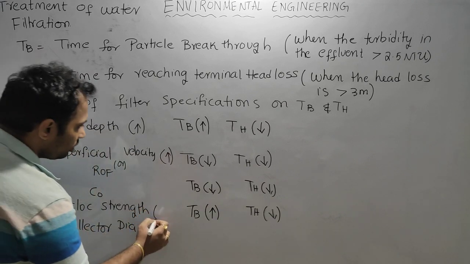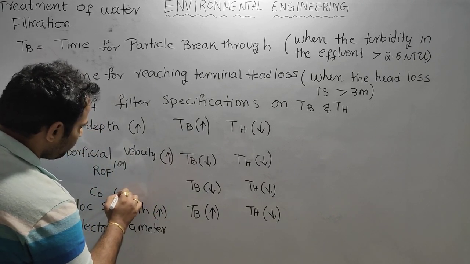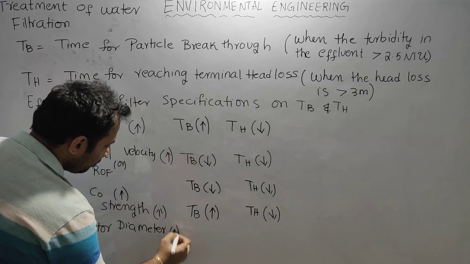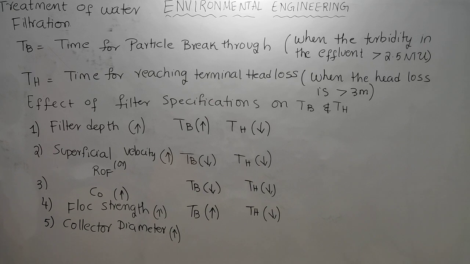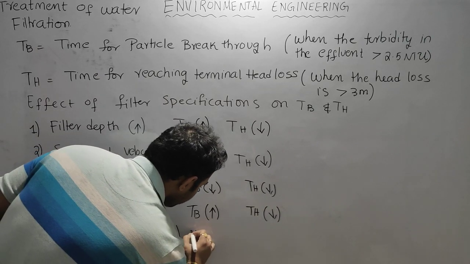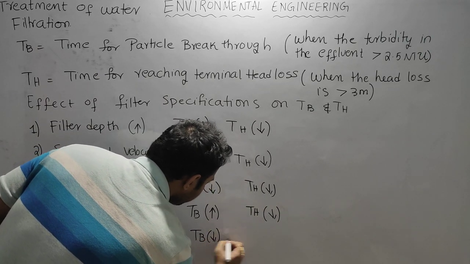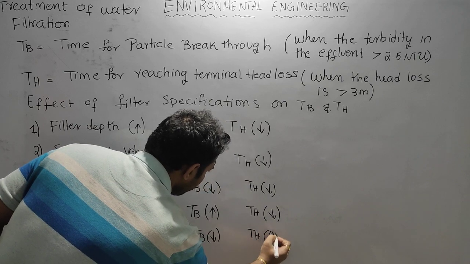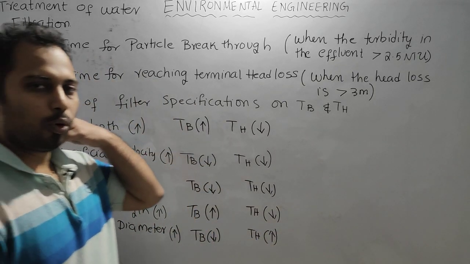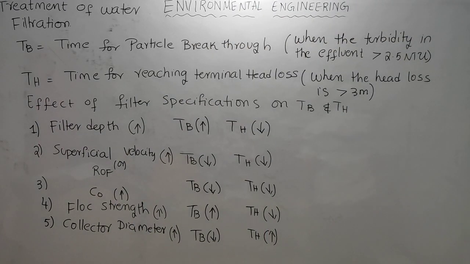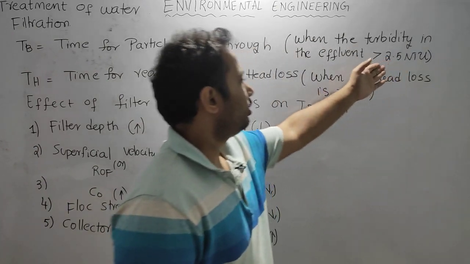So when flock strength increases, everything here increases. Okay, when collector diameter increases, then TB decreases and TH increases. When the collector diameter is larger, the porosity is more. When the size of the grain is more, the porosity is more. So when the porosity is more, the effluent can get the turbidity outside very easily.